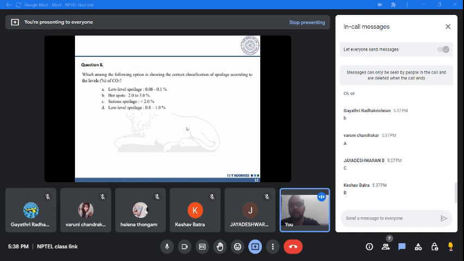Okay, then question 8: which among the following options shows the correct classification of spoilage according to the level of CO2? A is low level spoilage, 0.08 to 1%, B is hot spot, 2.0 to 3.0, C is serious spoilage, more than 2.0%, and D is low level spoilage, 0.08 to 1%. If you know the answer, please write in the comment box. Then I will explain what the correct answer is.